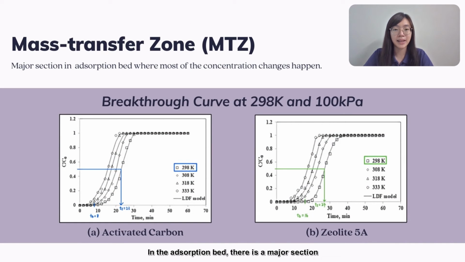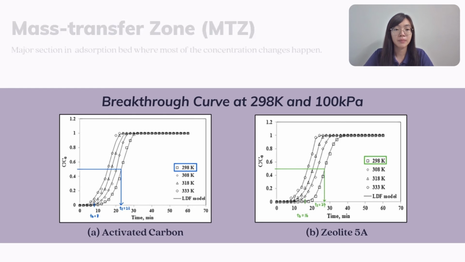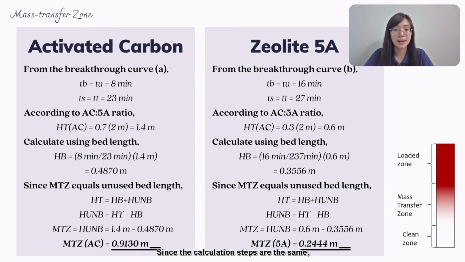In the adsorption bed, there is a major section where most of the concentration changes happen, known as the mass transfer zone or MTZ. Breakthrough curves for activated carbon and zeolite 5A can be obtained to determine the length of the MTZ when the whole bed in the adsorption column is fully saturated. Since the calculation steps are the same, we will take the MTZ of activated carbon as an example.